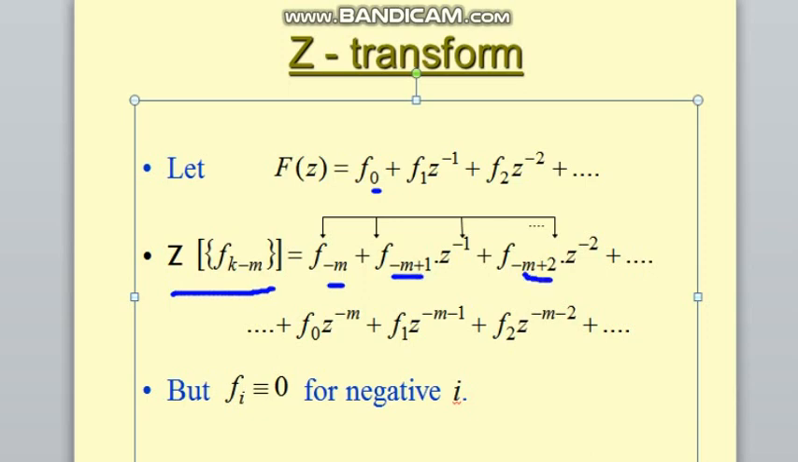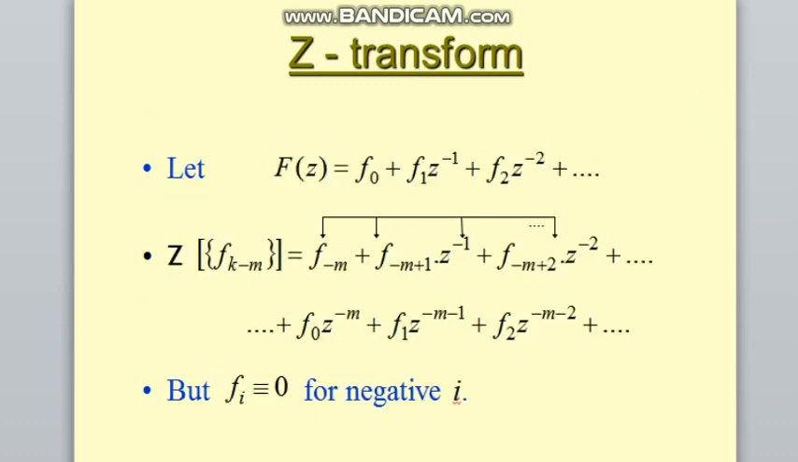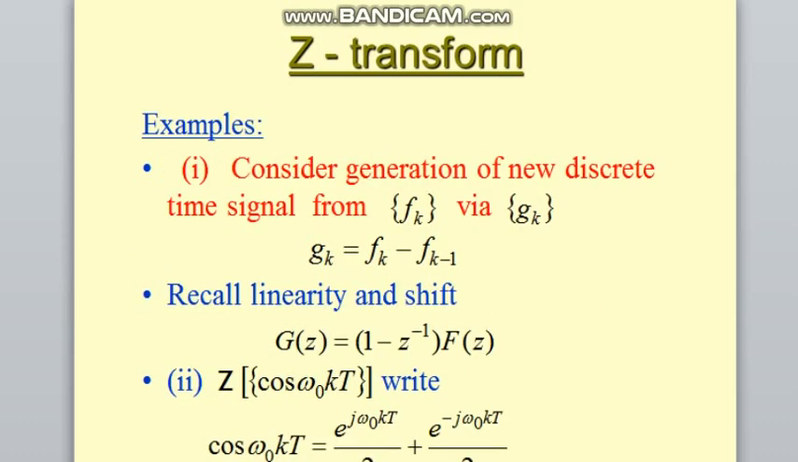minus M plus 1, minus M plus 2. That means the shifting property will be imposed here by taking M, and as you can see there is a shifting property in that section. But if I is equal to 0, that means it's for negative I, because I cannot be negative, so it should be 0. Taking that value, we get the jet transform. There is an example of the jet transform right now, as you can see here.